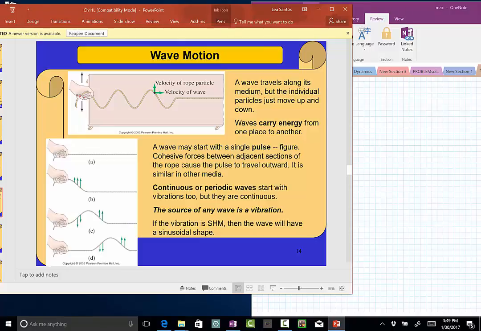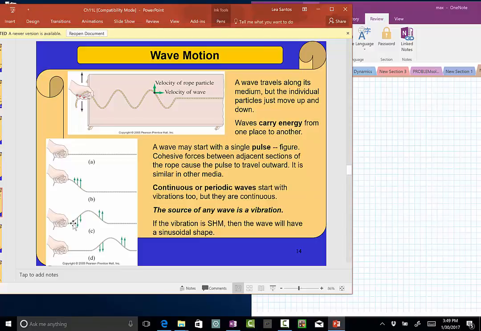It's the energy. Okay, the energy is moving to the right, while the matter, the particles of the rope, are just moving up and down. Okay, so this is very important about waves. Waves carry energy from one place to the other, okay, but they do not carry matter.